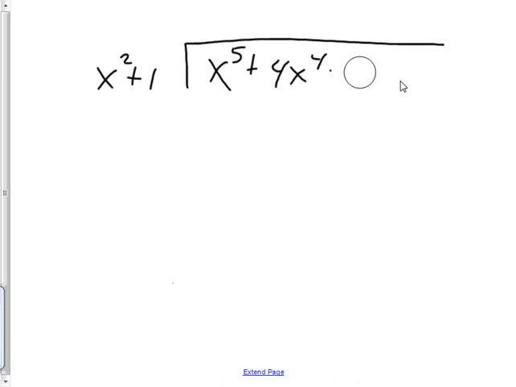So this should have had a 0x cubed plus a 0x squared plus a 0x, and then what was the last number? 3? Thank you. Okay, there we go. That was the right way to do it.